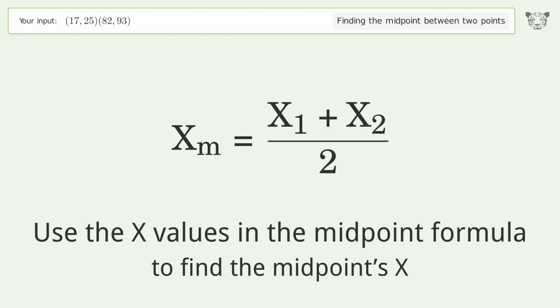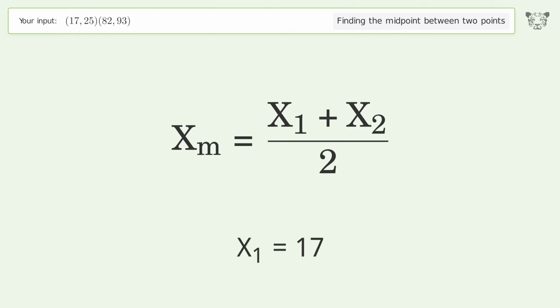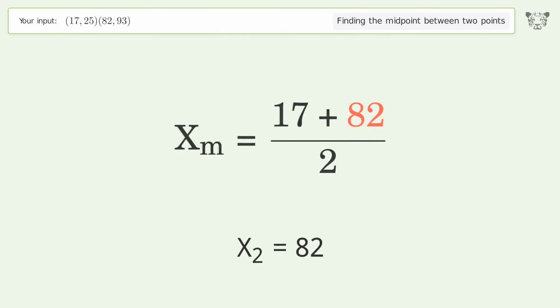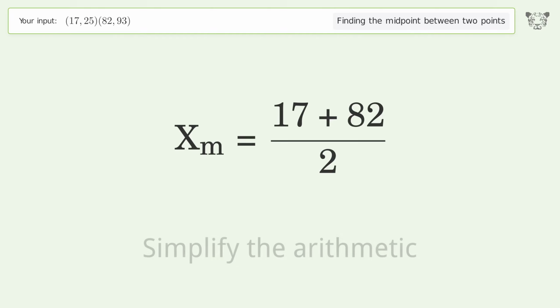Use the x values in the midpoint formula to find the midpoint's x. x1 equals 17. x2 equals 82. Simplify the arithmetic.